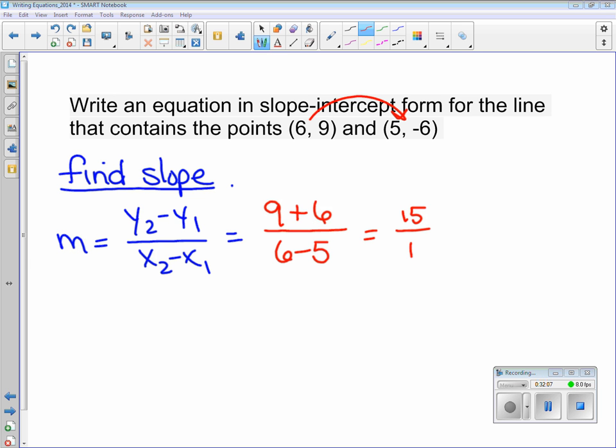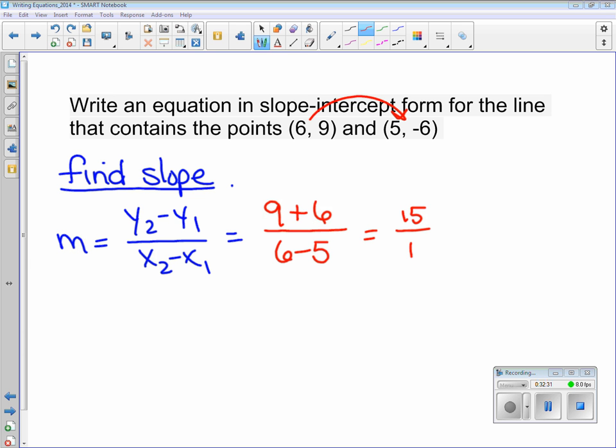All right, here we go. So now what? I've got a slope. What point do I use? Which one? Asia, which point do I use? Can you use 6, 9? What if I wanted to use 5, negative 6? What if I was like, I don't like your point. I want to use my point.